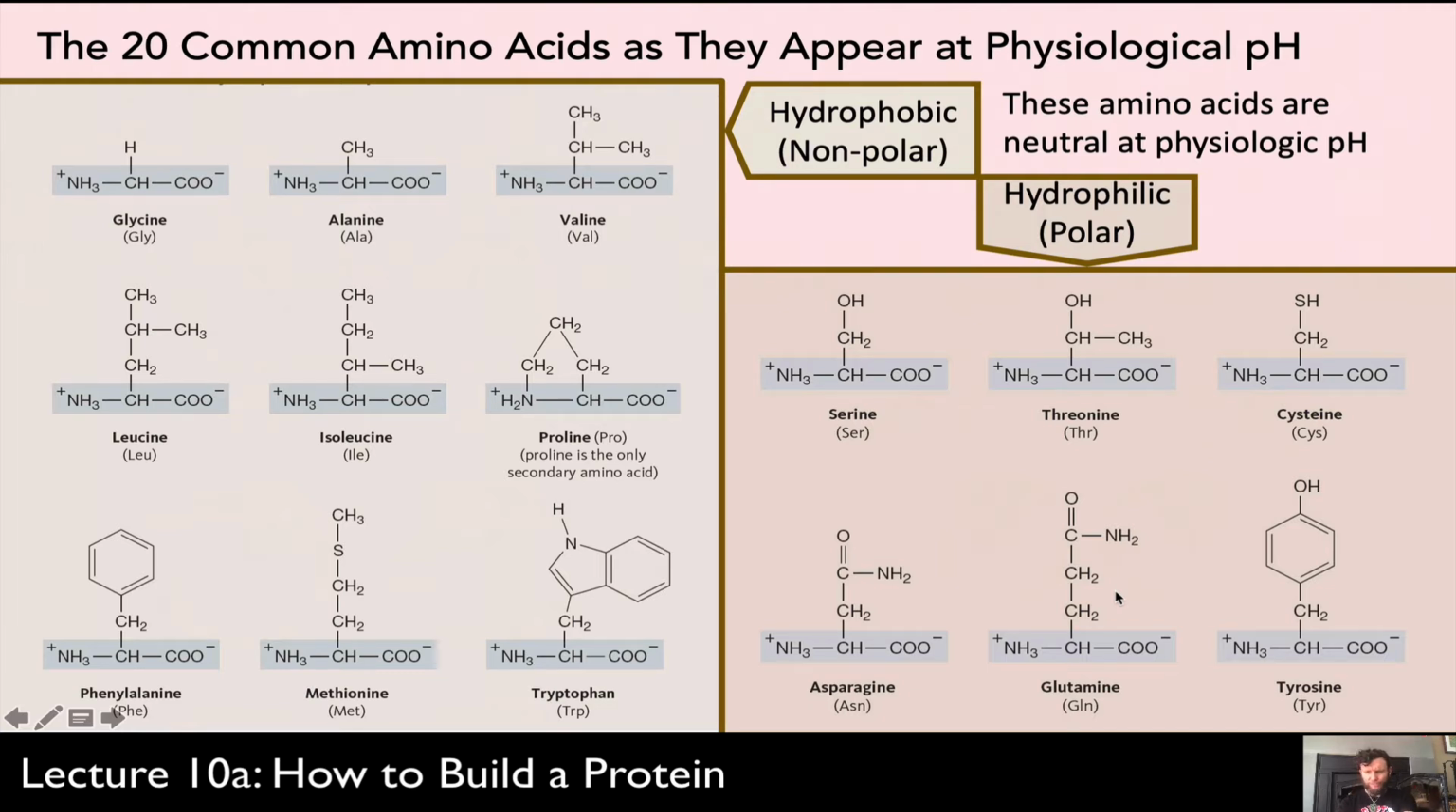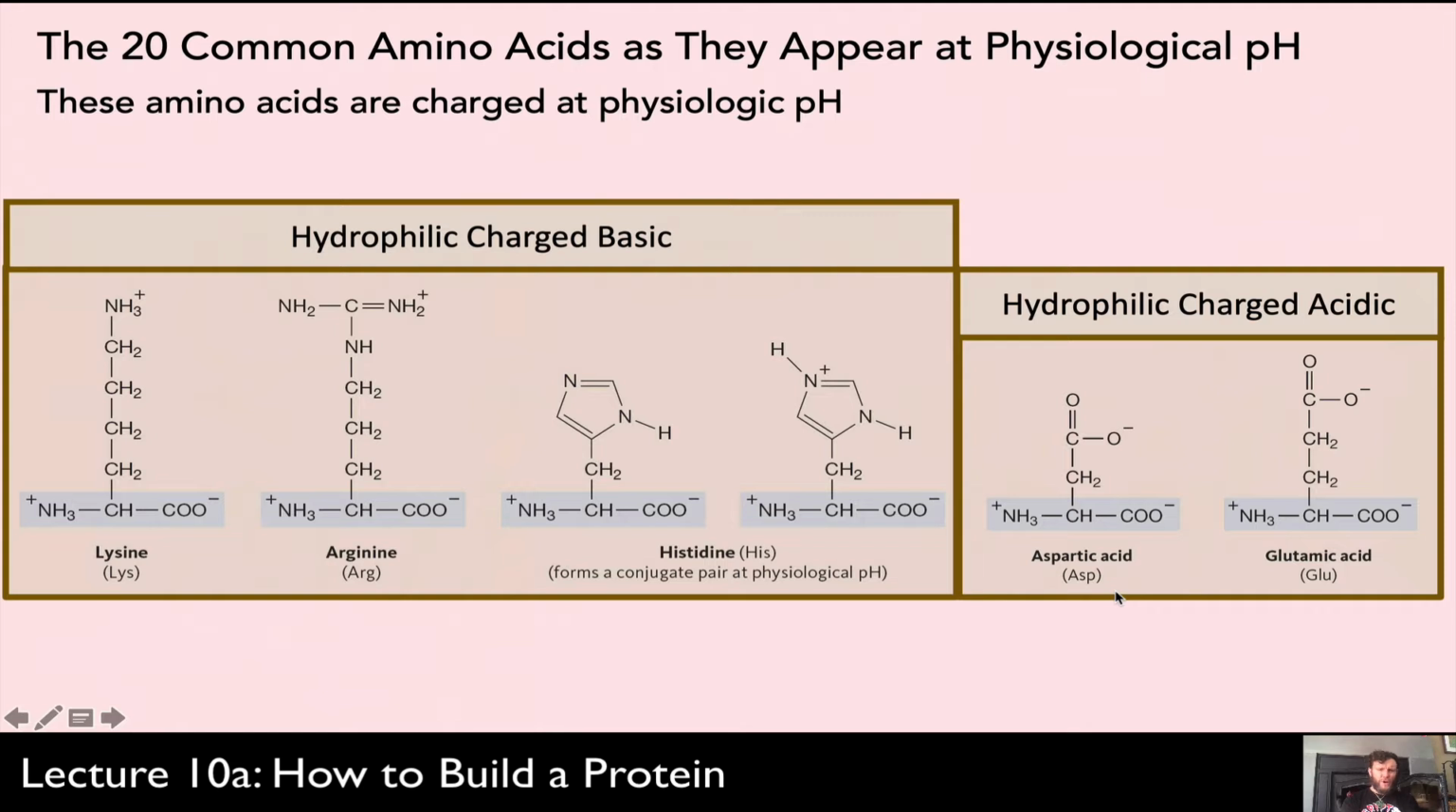not charged. You'll notice in all of these, the backbone is the same. It's NH3 plus, CH, CO2 minus. All right. This is what they would look like at physiological pH, floating free in solution.